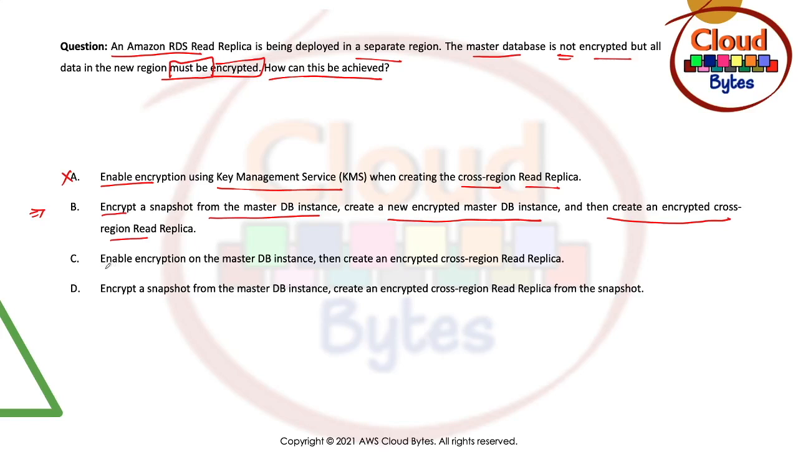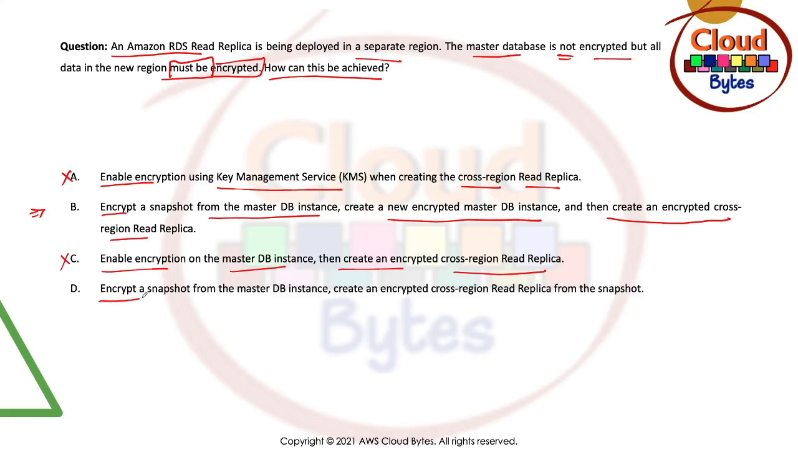Let's look at option C: enable encryption on the master DB instance, then create an encrypted cross-region read replica. So enabling encryption will not work because you can create a new instance, but you cannot enable encryption after the launch of the master DB instance. So this option is not correct.